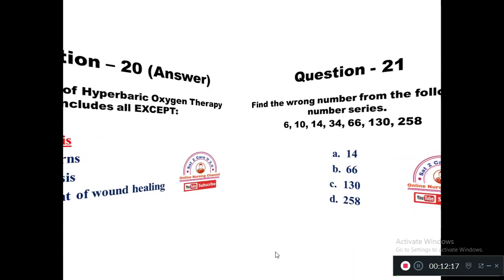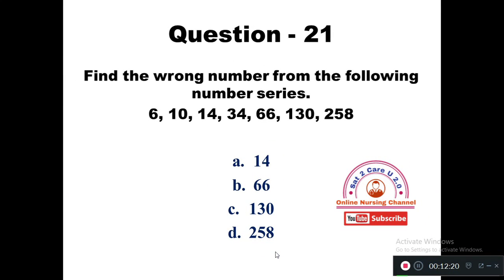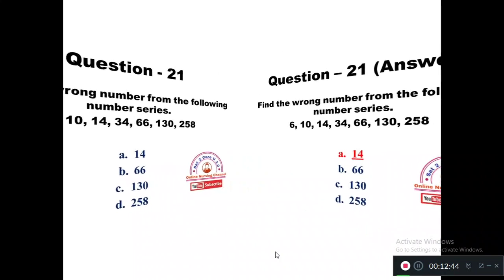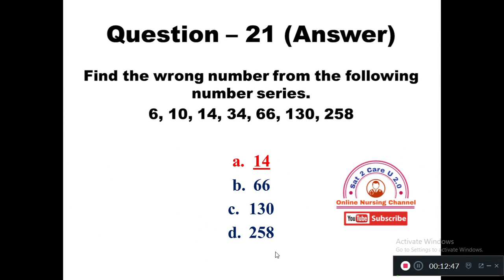Question number 21 is a numerical question. Find the wrong number from the following number series. The question is the same as the previous one, but here you have to pick the wrong number from the series of numbers. We have 6, 10, 14, 34, 66, 130 and 258. Options are given: 14, 66, 130 and 258. Let's see the answer first, then the explanation. 14 is the wrong number in this series.